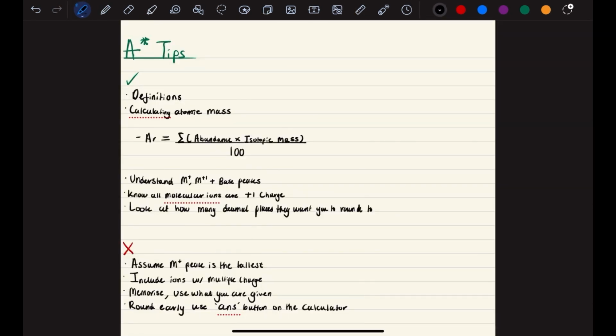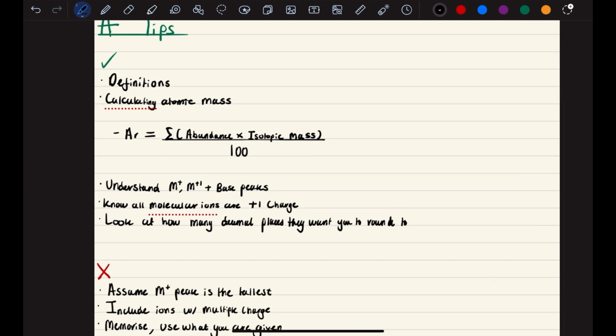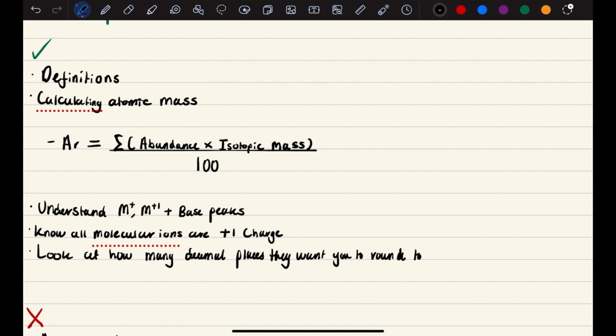Okay, so we're getting towards the end of the lesson, and that means it's time for the A-star tips. Guys, you just saw the last one was 3 marks. Please learn the definitions. They are not that difficult to learn, and they are good marks to get in the exam. Know the formula. This isn't one that you're going to get on your data sheet, I don't believe. So please know the formula. I don't think it's a hard formula to remember. Please be confident in using it.